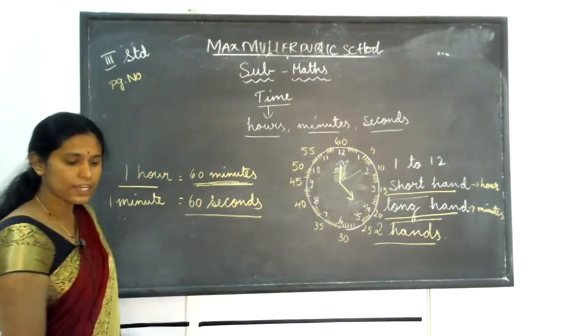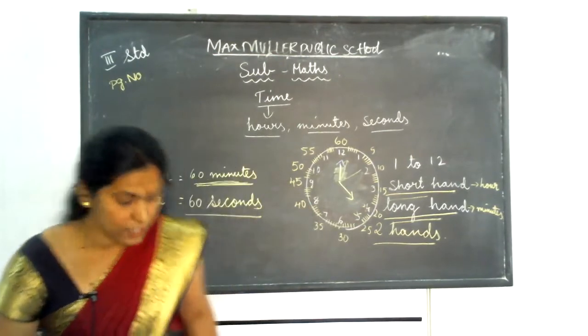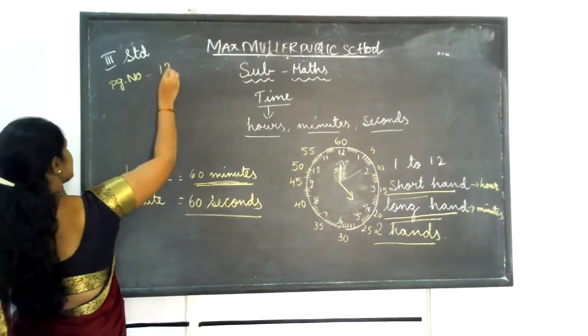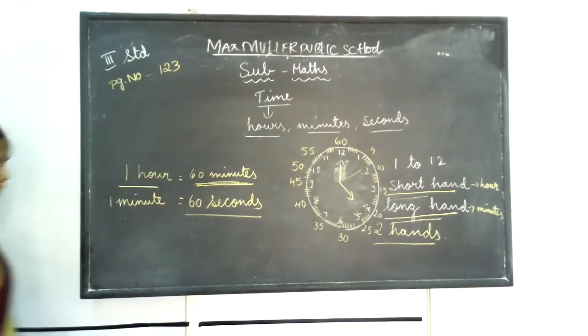Understood, all of you? Now for Exercise 1, all of you take out page number 123. Write today's day and date.